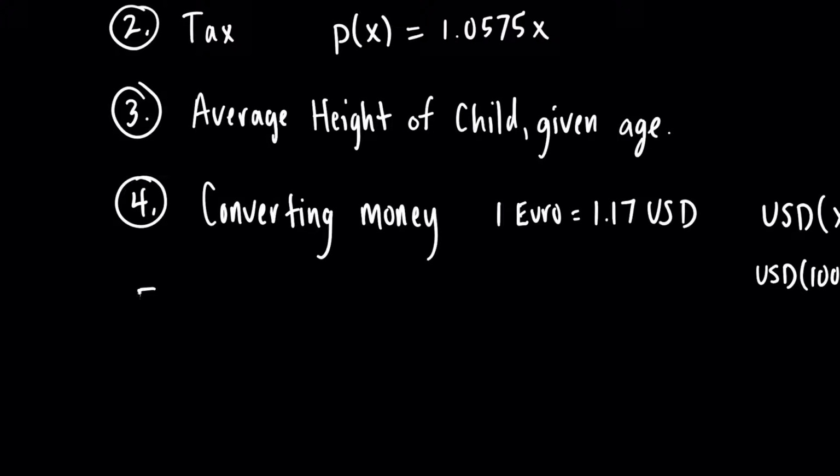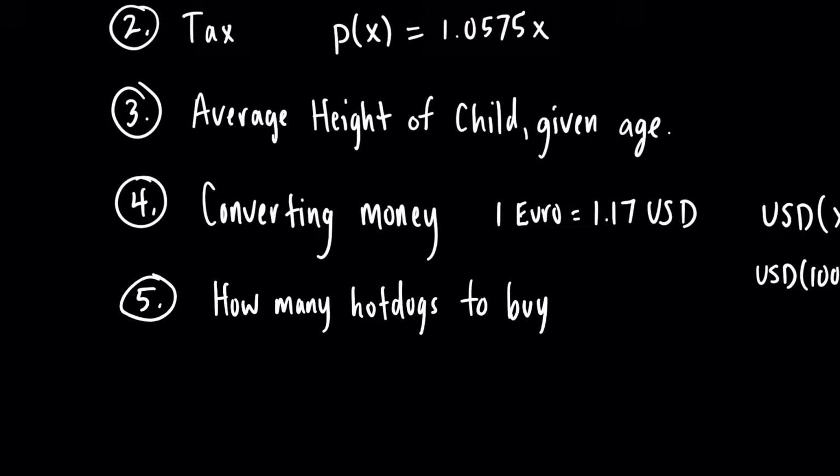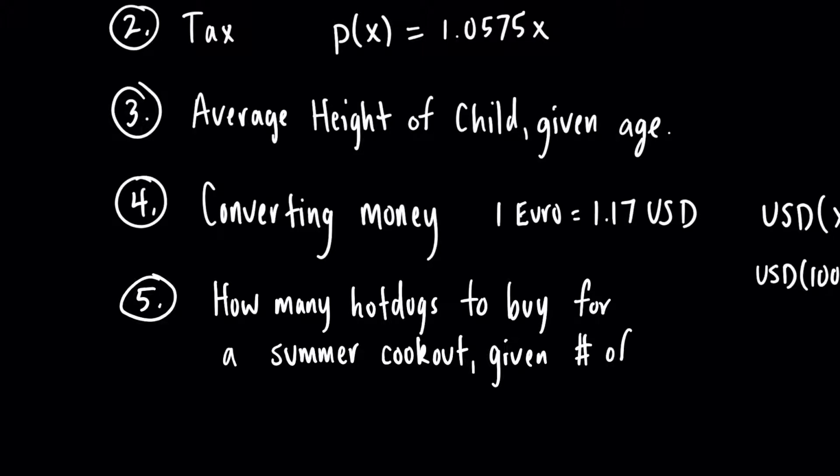And here's an interesting one that might be a little more relevant since it's fall. How many hot dogs to buy for a summer cookout? That's going to be given the number of people that are planning on coming. So your input in this case is the number of people that are coming. The output is how many hot dogs to purchase. Now, here's a question. What do you think would be a reasonable amount of hot dogs to purchase per person?